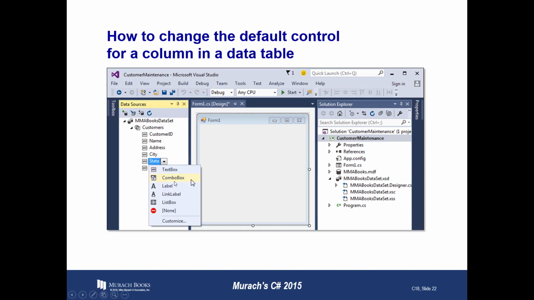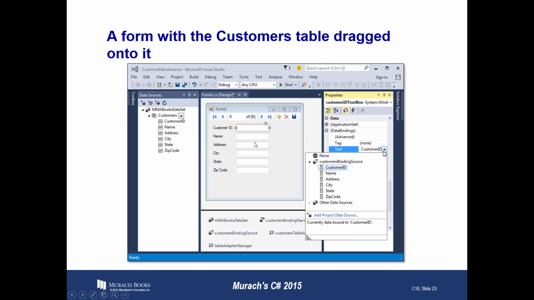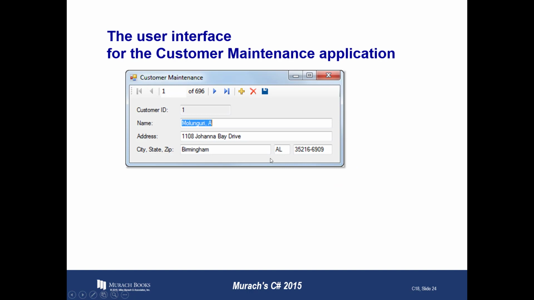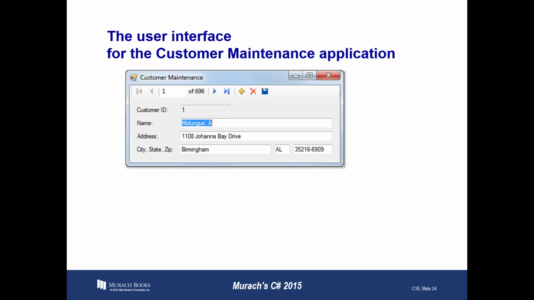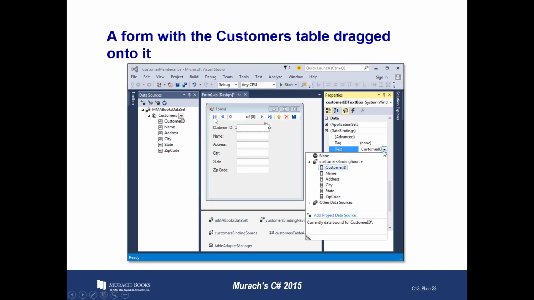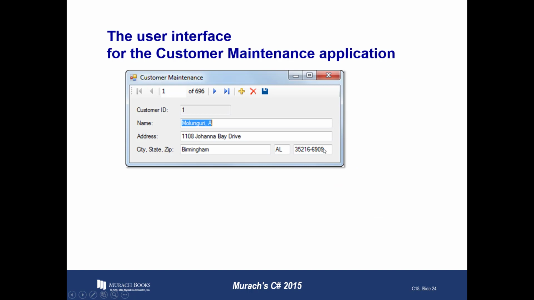So here they're choosing details. Why would you do that? Combo box for the state. Well, what that'll mean is when you run this, the state should be a drop-down, and it should list all of the different states in there. So there are many ways you can set this up. Now, if you look at the user interface for the customer maintenance application, it doesn't look like this. You've got a customer ID, a name and an address, but with a city, state, zip, what we've done is we've kind of put them all together on here.